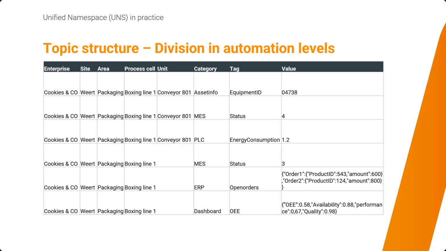Another customer of ours has used the automation levels to define categories. So we, of course, then have also asset information, but status tag, for instance, it can be MES data. The energy consumption can be data coming straight away from the PLC. So you could use the automation levels as a division there. The ERP system is responsible for the open orders. So we make a folder called ERP that hosts all the open orders.